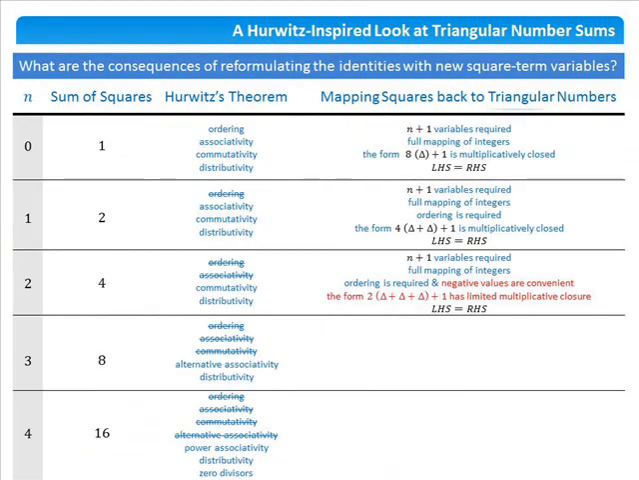To summarize, for n equal 2, ordering is necessary. Allowing negative values ensures a complete mapping of integers through a single identity, but there is limited multiplicative closure for the form 2 times the sum of 3 triangular numbers plus 1.